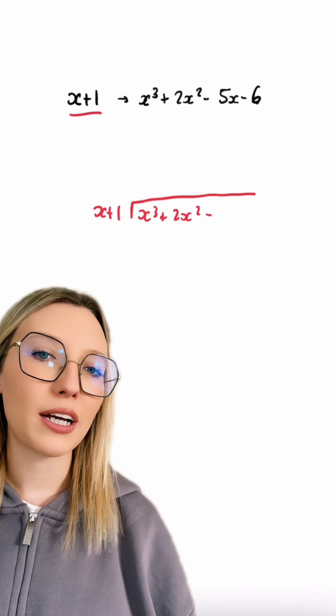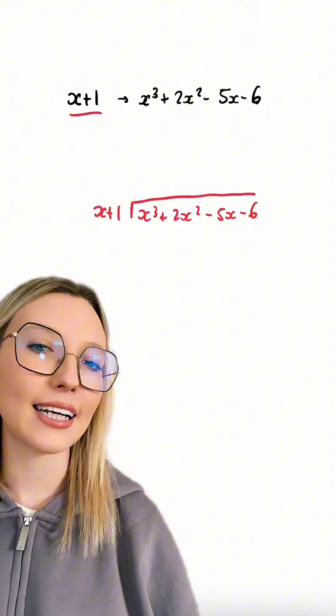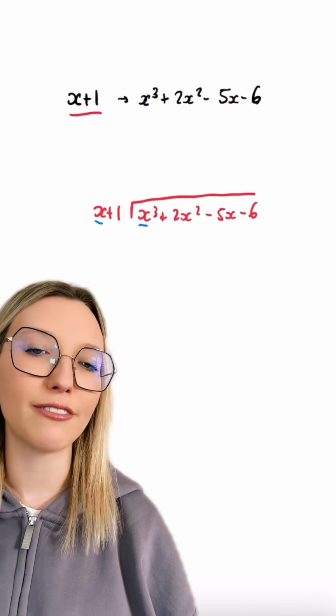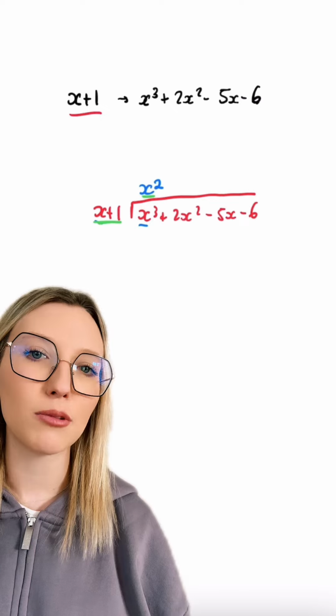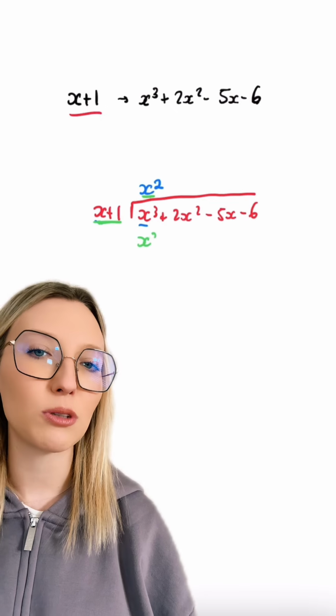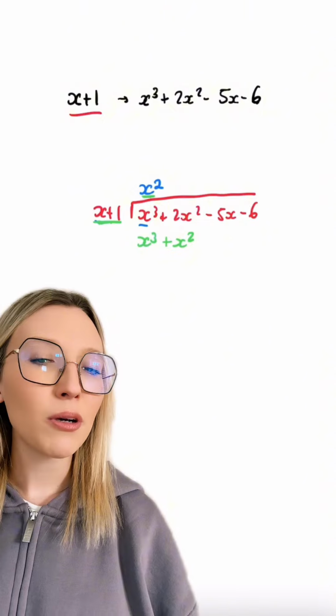The first job is to work out what we need to multiply x by to get to our x cubed here, and it's x squared, so we can put that above the division bus. We then want to multiply this x squared by this entire term. So we're going to get x squared times by x, which is x cubed, x squared times by 1, which is x squared, and then we're going to subtract.